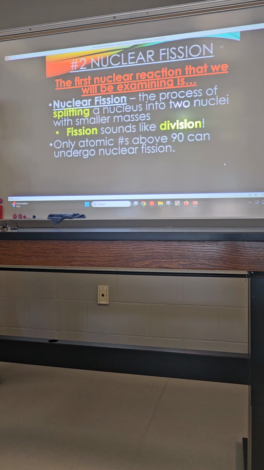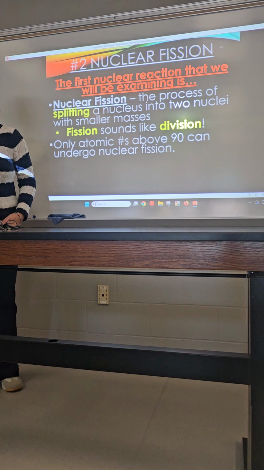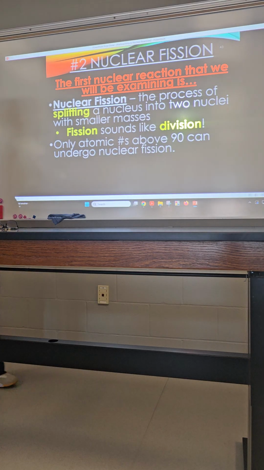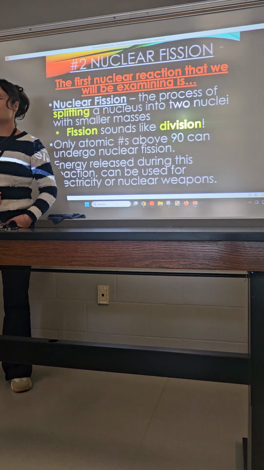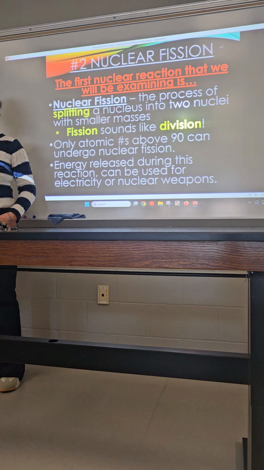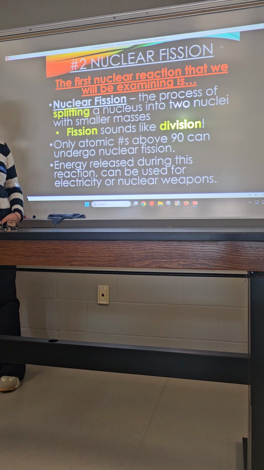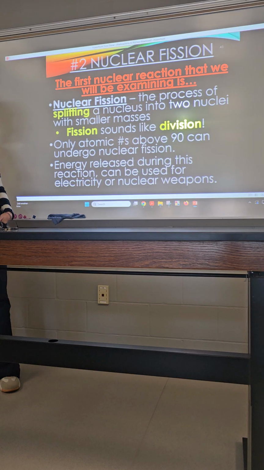Typically, atoms above atomic number 90 can undergo fission. This is because their nucleus is large. And the energy that is released during this reaction can be used for electricity or nuclear weapons. Those are the two main uses, I guess. So for nuclear energy or nuclear weaponry.